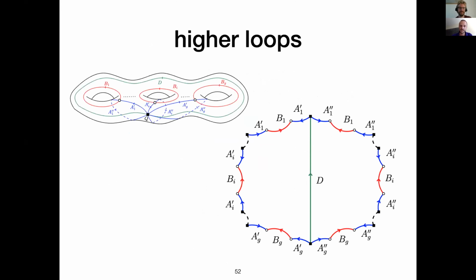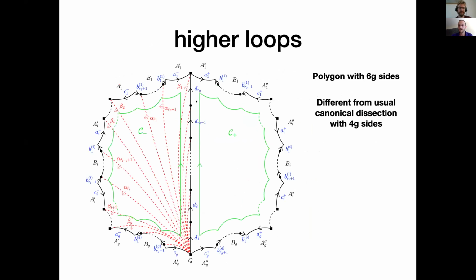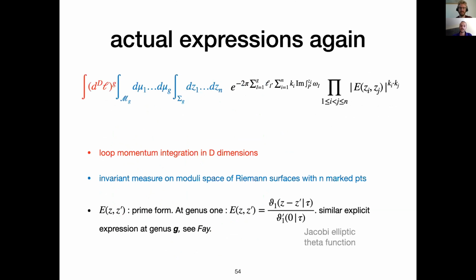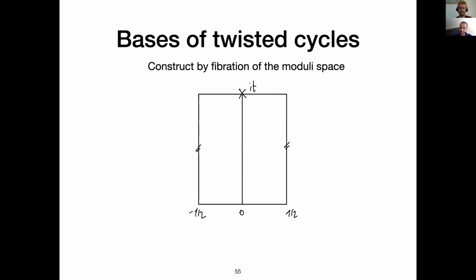The setup is similar at higher loops. You need to cut the surface with this external D cycle, and you have your B cycles inside. I wouldn't have commented long anyway on these figures. You define your branches in the same way, and you have two relations that, again, decrease the number of independent integrands. And now you want to build your cycles.